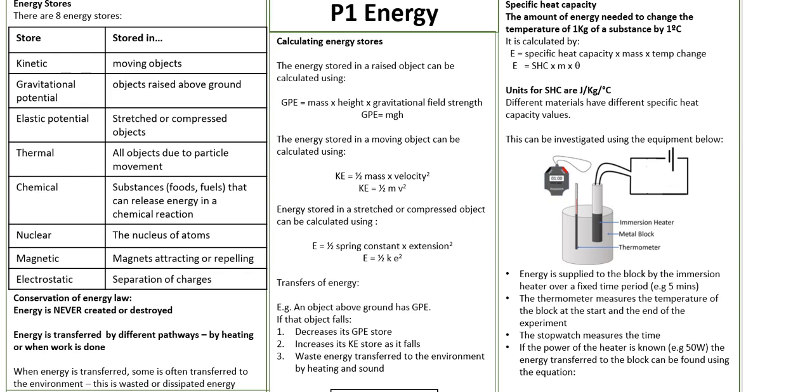Energy stores. Kinetic energy is stored in moving objects. Gravitational potential, object raised above ground. Elastic potential, stretched or compressed objects. Thermal, all objects, due to particle movement. Chemical, substances, food, fuels that can release energy in a chemical reaction. Nuclear, the nucleons of an atom. Magnetic, magnets attracting or repelling.